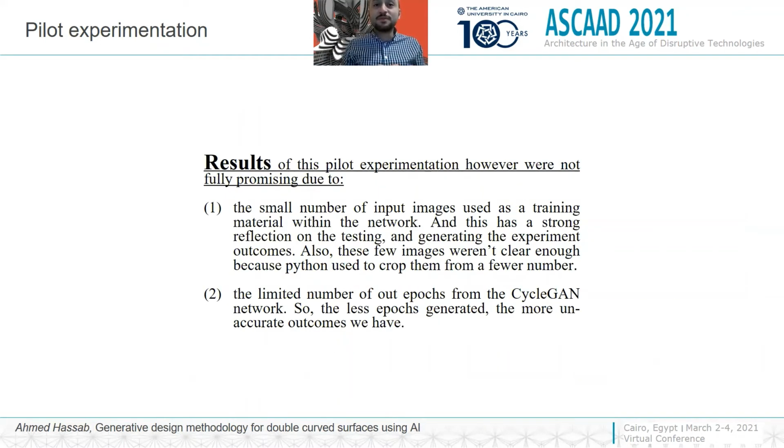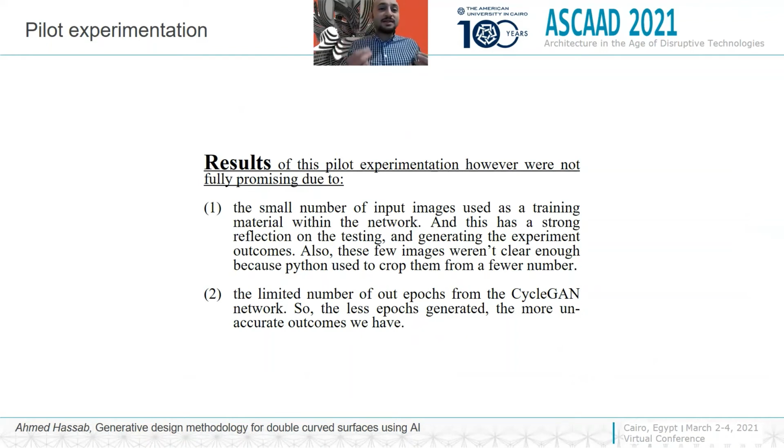Results on this pilot experimentation, however, were not fully promising due to two points. The first one, the small number of input images used as training material within the network, and this has a strong reflection on the testing and generating the experiment outcomes. Also, these few images weren't clear enough because Python was used to crop them from a fewer number.